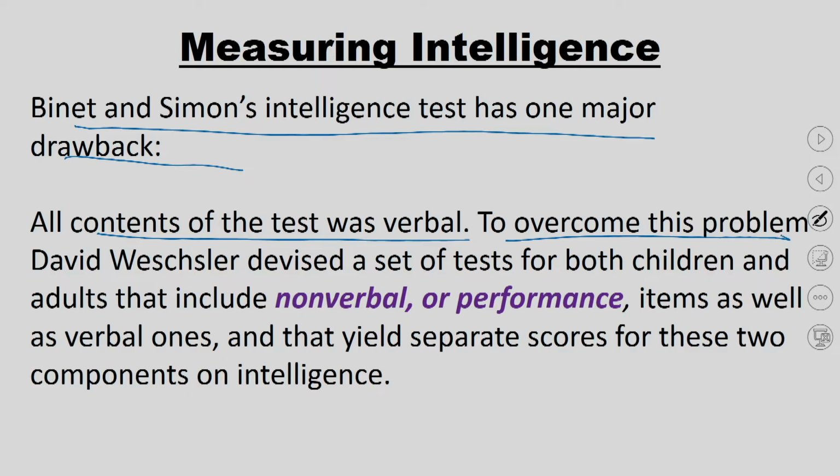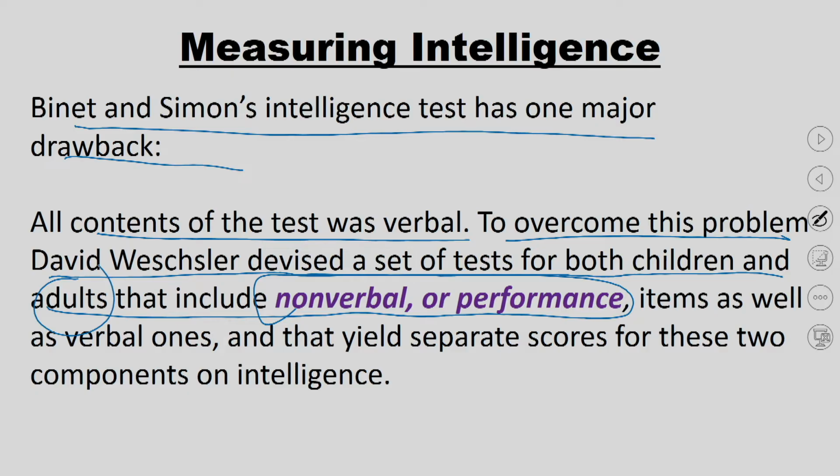To overcome this problem, David Wechsler devised a set of tests for both children and adults that included non-verbal or performance items. Most questions in the Simon and Binet test were verbal items, so for small children who have no verbal ability, it was very difficult to come up with a way to express intelligence. Similarly, for people who have not gone to school, it was very difficult for Simon and Binet to measure their intelligence. So, Wechsler defined a test which had non-verbal or performance items as well as verbal ones, and that yielded separate scores for these two components of intelligence.